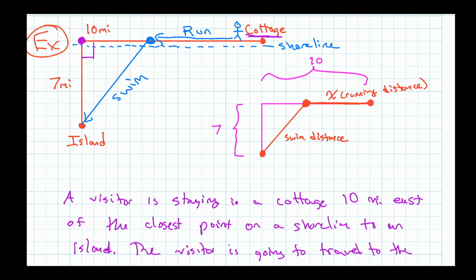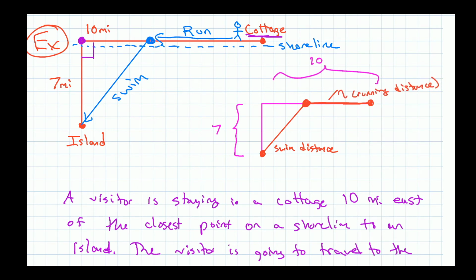Okay, so we have x, which is the running distance, and then we have the swimming distance. Now, what we've got to do, though, is somehow figure out what the swimming distance is in terms of the running distance. Somehow. So I called the running distance x. So already, at least, we're done with that. I can't move it. So x is the running distance. The swimming distance is where it is.